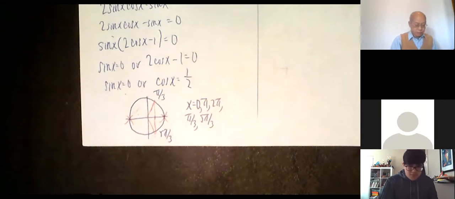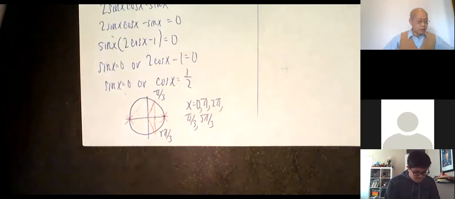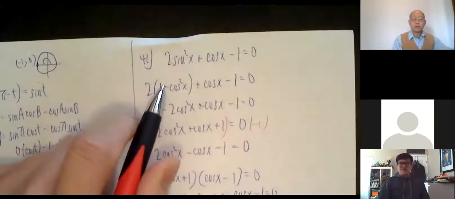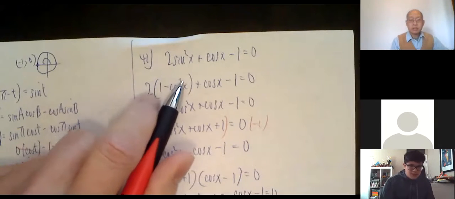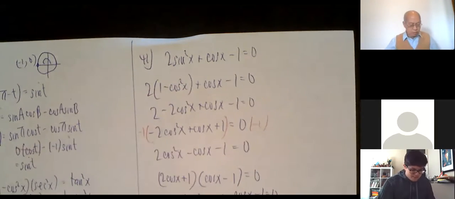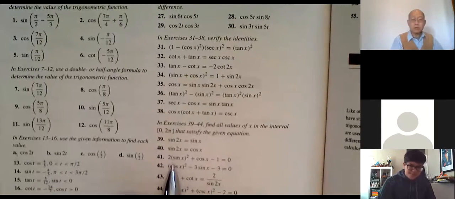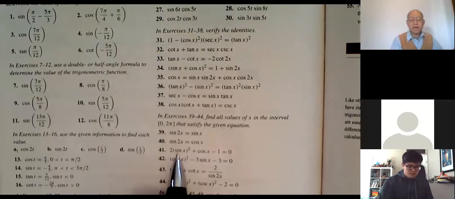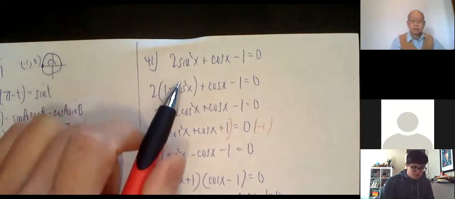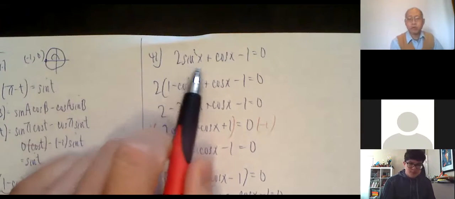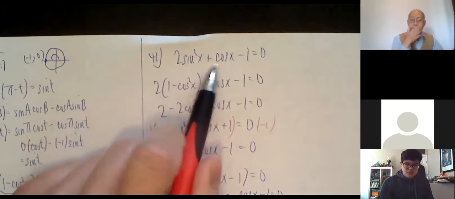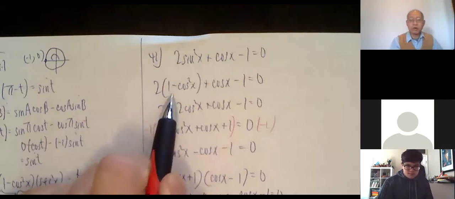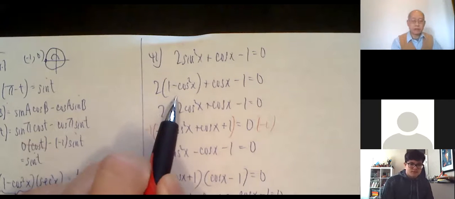Okay. Right, then the last one I was going to show you is 41, and then that's pretty much about it. So 41, 2 sine squared x plus cosine x minus 1 equals 0. Again, when they write it like this, sine of x squared, it's sine squared of x. All right, I want to get this in terms of just one trig function. I don't want to have sine mixed up with cosine. So I can change sine squared to 1 minus cosine squared. Okay, that's always a possibility.